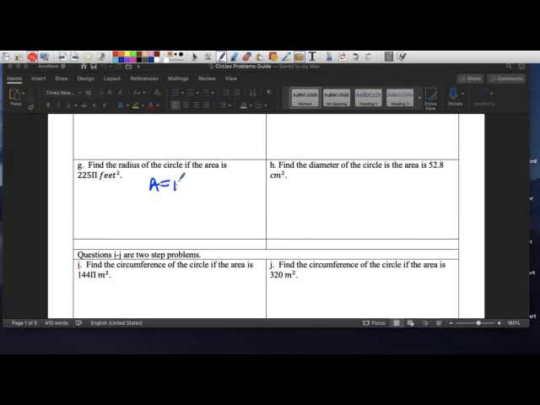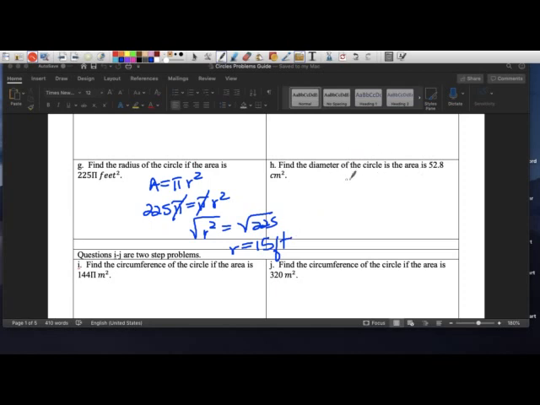H says find the radius given the area. So this one we're solving for r instead of A. 225 pi equals pi r squared. These two can go away, right? We divide both sides by pi, so those will go away. We can take the square root now of both sides, and we get that r equals 15 feet.